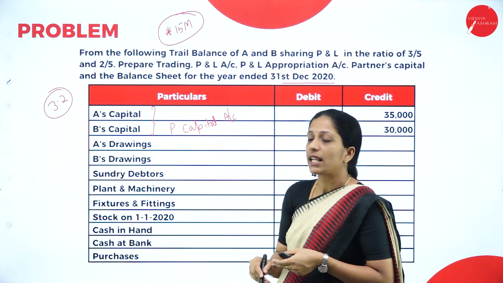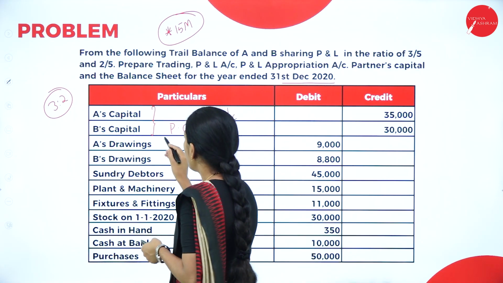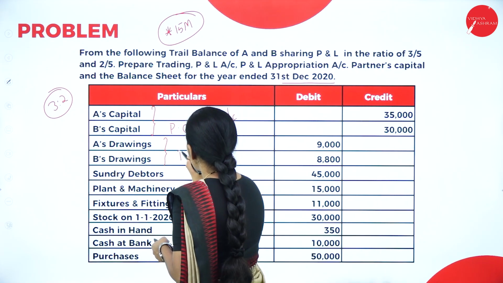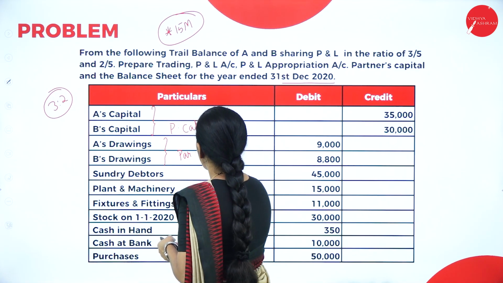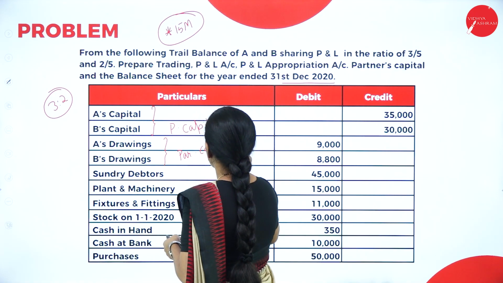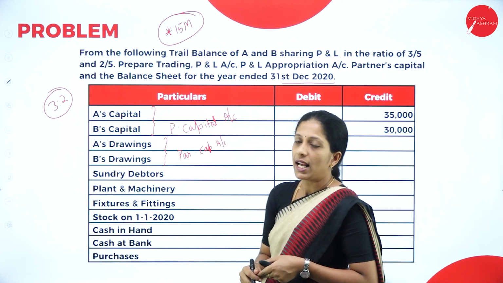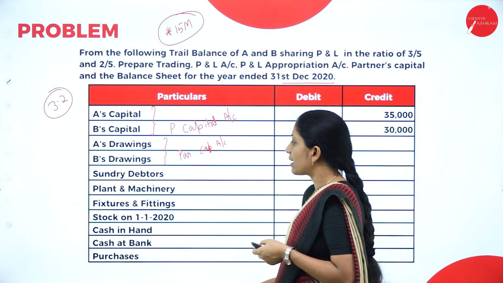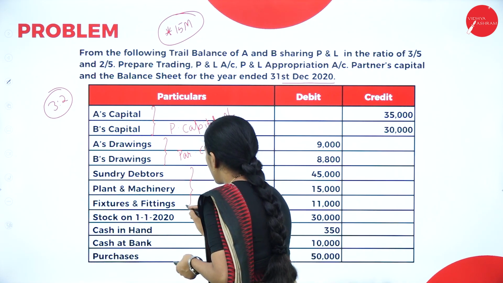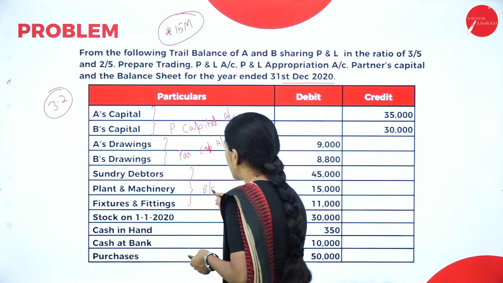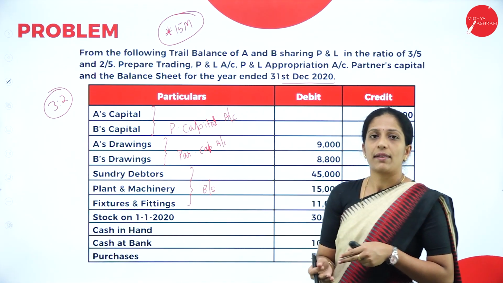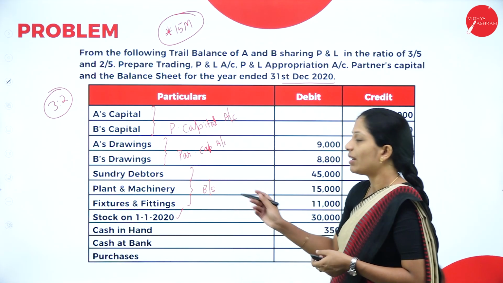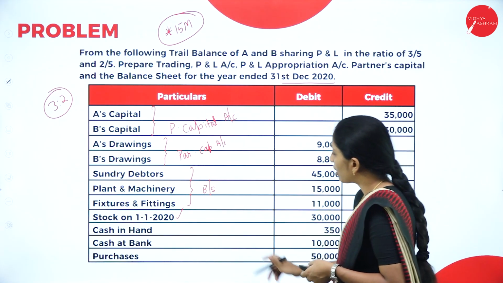Next, A's drawings and B's drawings. So where do you record these two? So this you have to record under partners capital account. Once again, in your partners capital account, you have to record A's drawings as well as B's drawings. Next, sundry debtors, plant and machinery, fixtures and fittings. These are all capital items which come where? In the balance sheet. Next, stock they have given, even though it is an asset, but they have given the opening stock 1/1/2020. So where do you record opening stock?